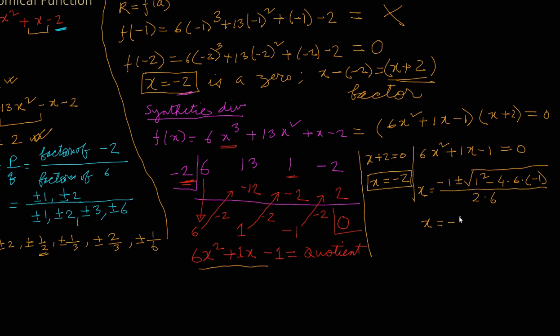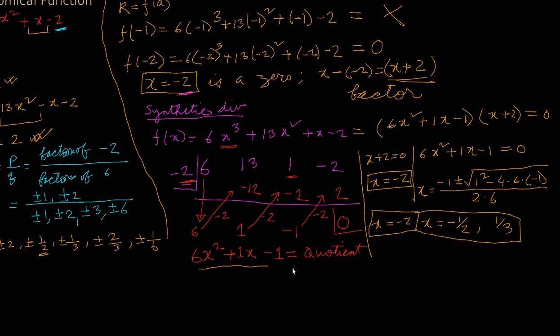-half and +1/3. So these are my three real zeros. One is x equal to -2, and the other two are x equal to -half and +1/3. So we are done with our real zeros.